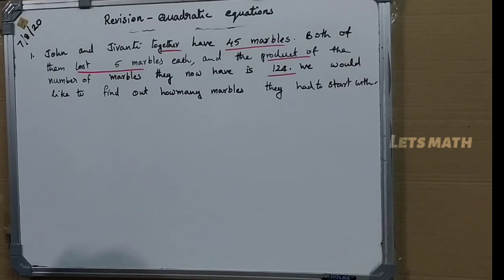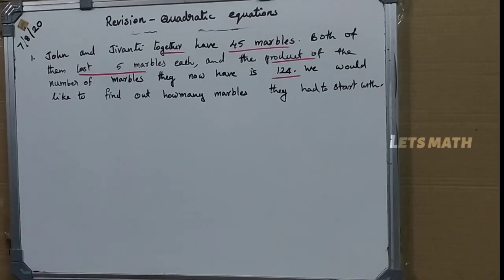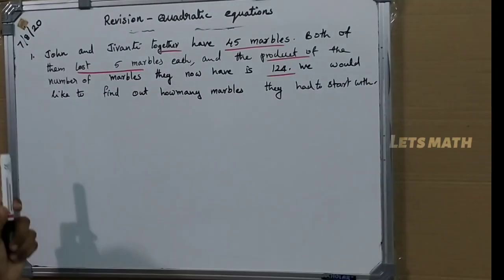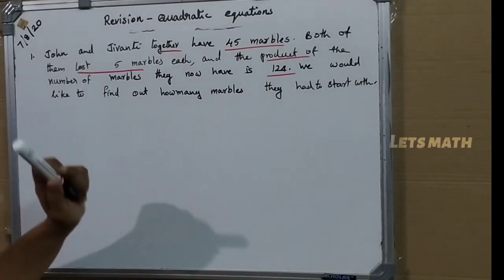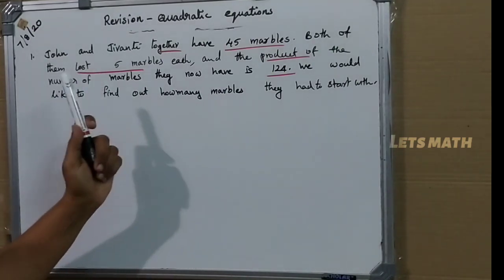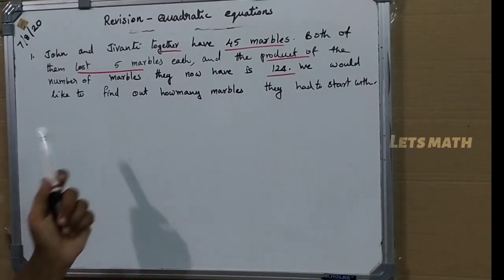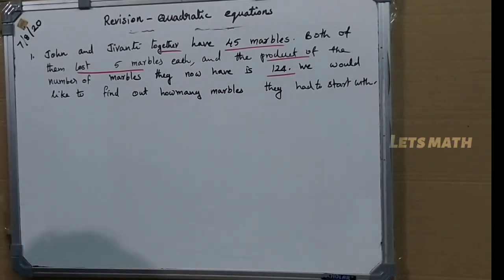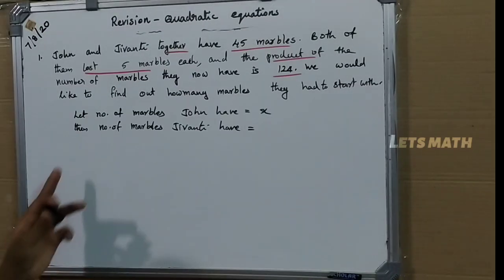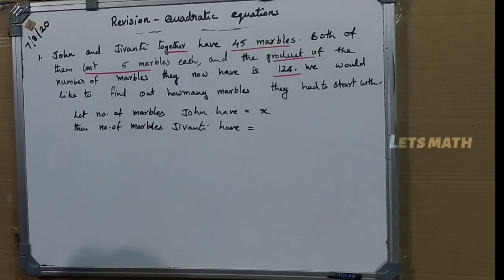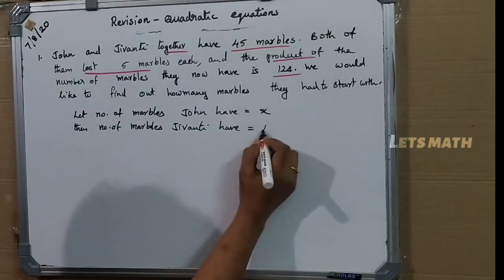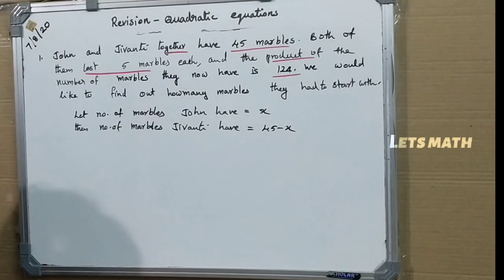So let us see the question here. Jivanti and John have a total of 45 marbles. So let the number of marbles that John has be x. Then what will be the number of marbles that Jivanti has? That will be 45 minus x, because their sum is 45. So let the number of marbles John has be x, then the number Jivanti has is 45 minus x.